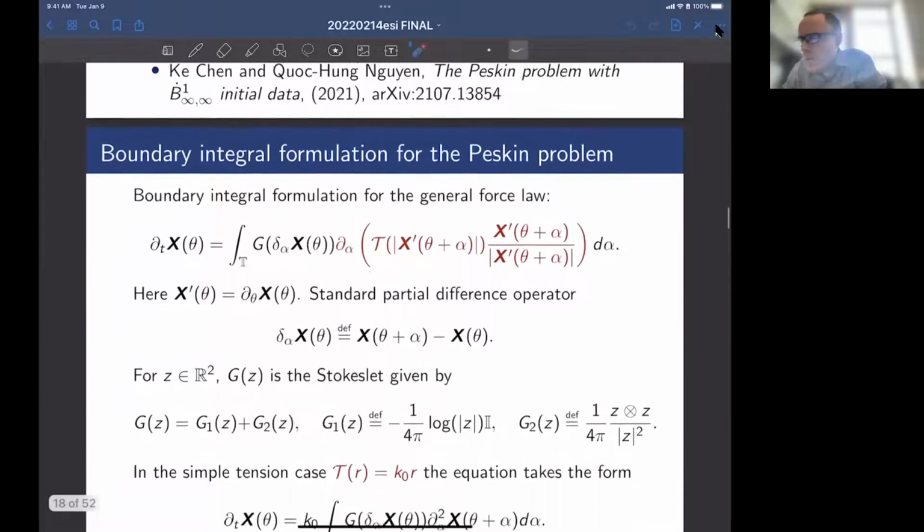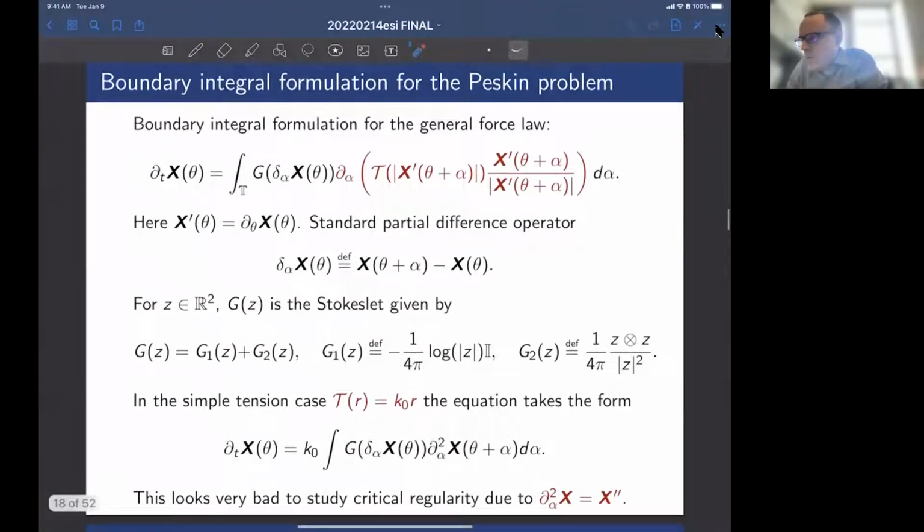Okay, so let me tell you a bit about the boundary integral formulation for the Peskin problem. This is the boundary integral formulation for the general force law. So you have the time derivative of x is the Stokeslet G of delta alpha x times the derivative of the tension T times the unit vector, d alpha integrated over alpha. Here we write x prime as the derivative, partial theta of x, and we use a standard partial difference operator: delta alpha of x theta is x theta plus alpha minus x theta. And for z in R2, G of z is the Stokeslet, which I'm going to decompose as G equals G1 plus G2, where G1 is minus the log, and G2 is the unit vector z tensor with itself.